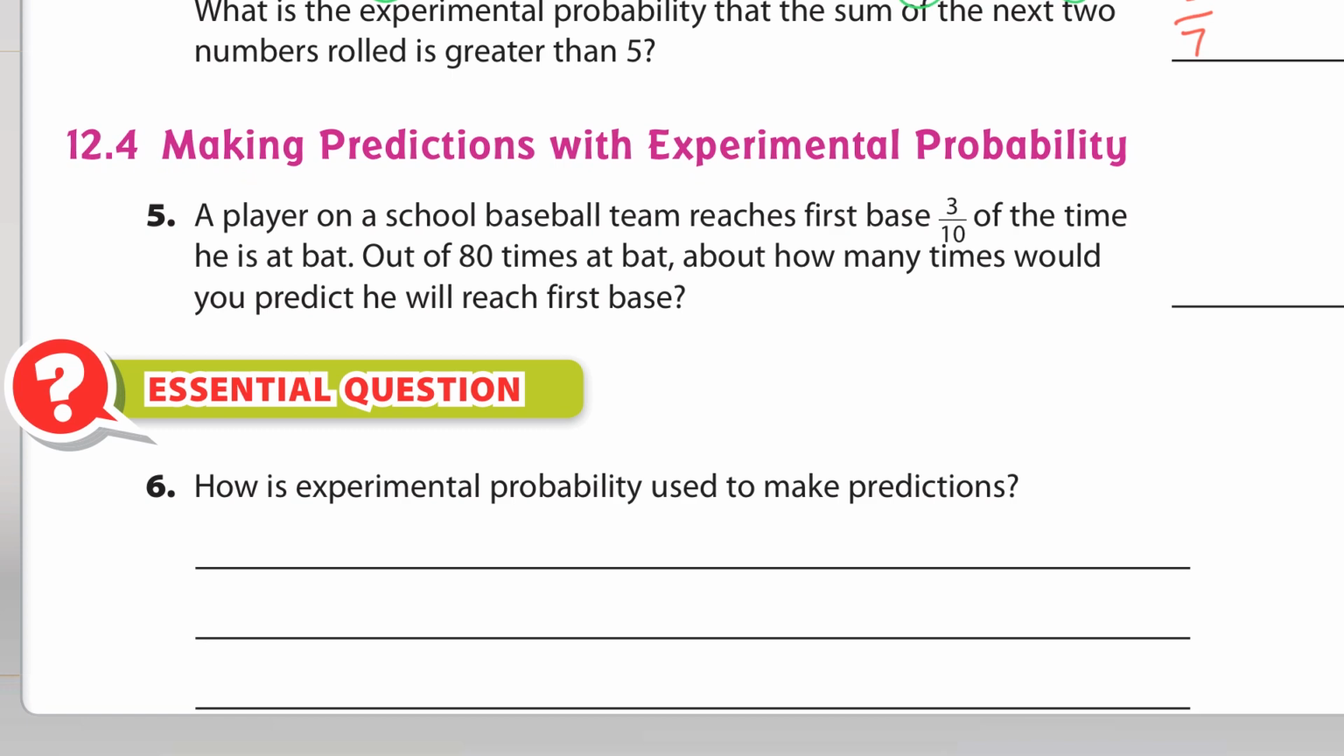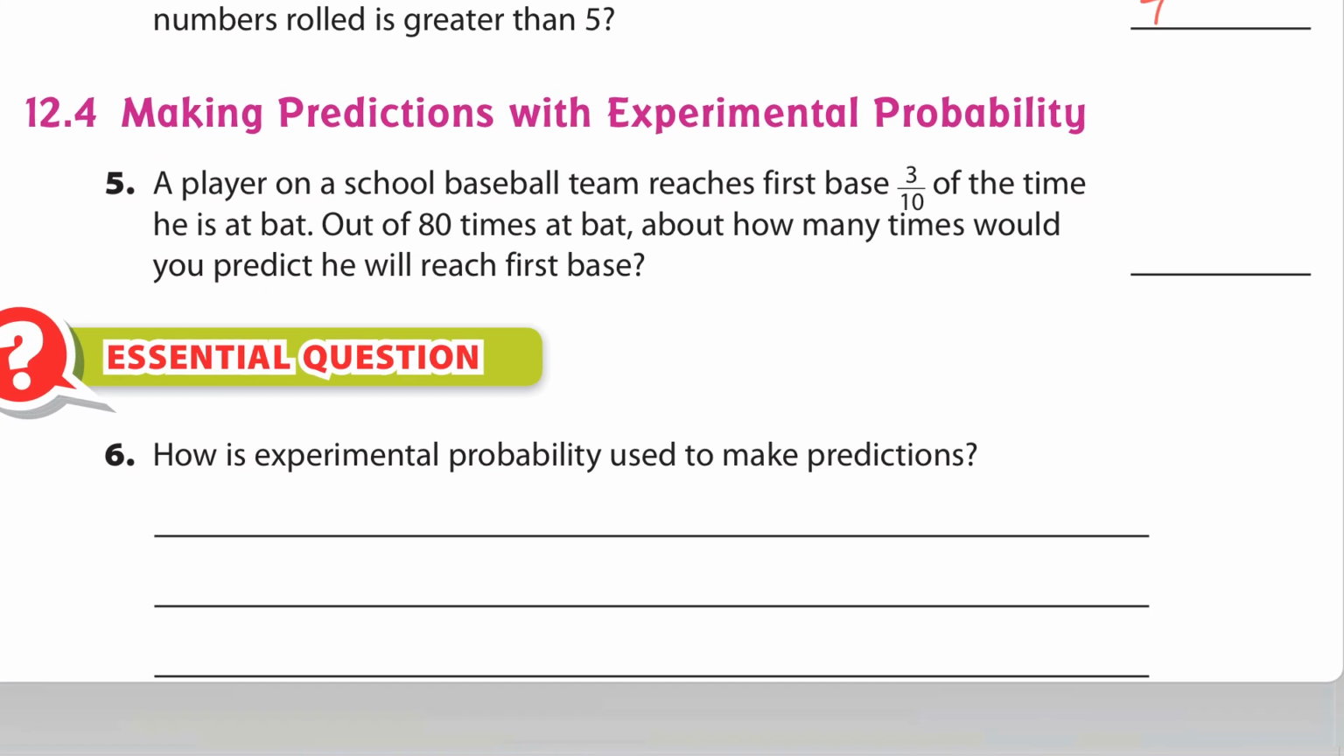Next, making predictions. A player on a school baseball team reaches first base 3 out of 10 of the times he's at bat. Of 80 times at bat, how many times would you predict he will reach first base? Well, it's 80 times 3 tenths. That'll be pretty easy. 80 times 3 tenths, 80 over 1. I see the opportunity to cross cancel here, and that's 8. And 8 times 3 is 24 over 1, which is 24. There you go.